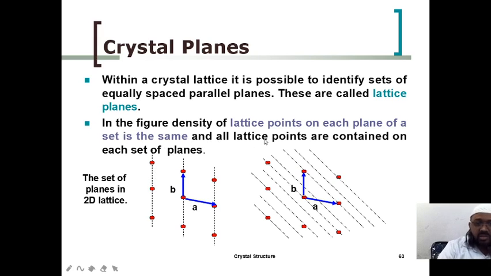In this figure, we can see the density of lattice points on each plane of the set is the same, and all the lattice points are contained in each set of planes. What is this? We are talking about density. Why do we require density? We require density to locate the atoms, molecules or ions, where you will find a large concentration of these constituent particles. If you find a large concentration of particles, then you can incident light radiation, and when you incident the light radiation, you will get an image.